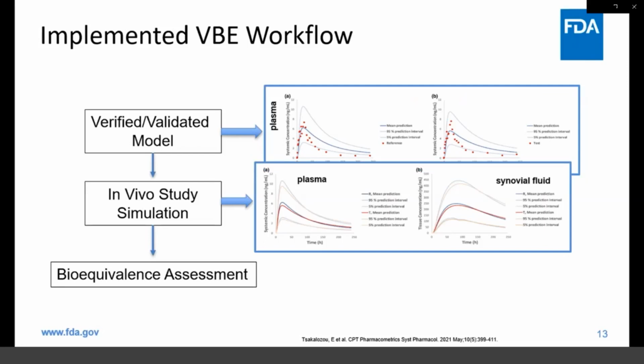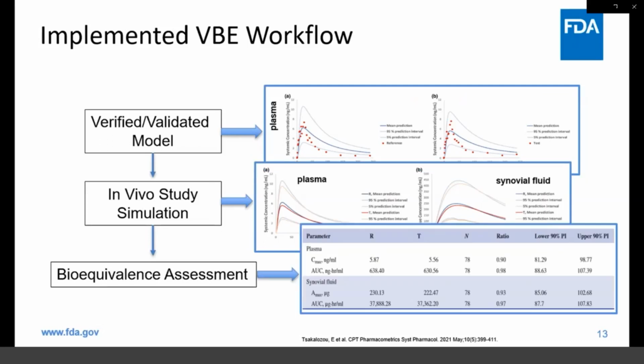Predictions for the reference and the test product are generated in the plasma, seen on the left, and the synovial fluid, seen on the right, that is the presumed site of action. These simulated PK profiles are then used to conduct a bioequivalence assessment where PK metrics such as the maximum concentration and the area under the concentration versus time curve are estimated for the reference and the test product and compared following statistical tests.